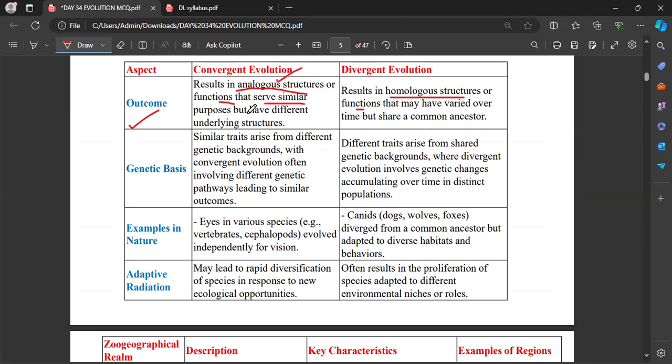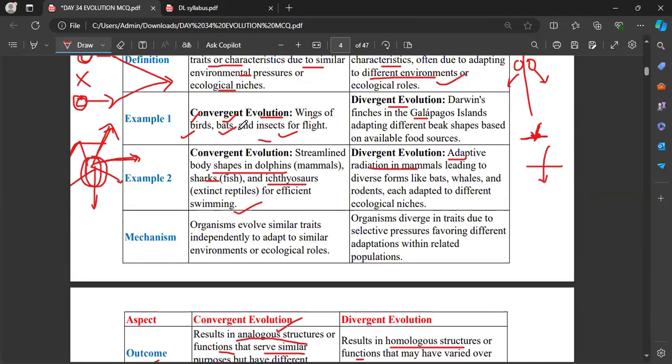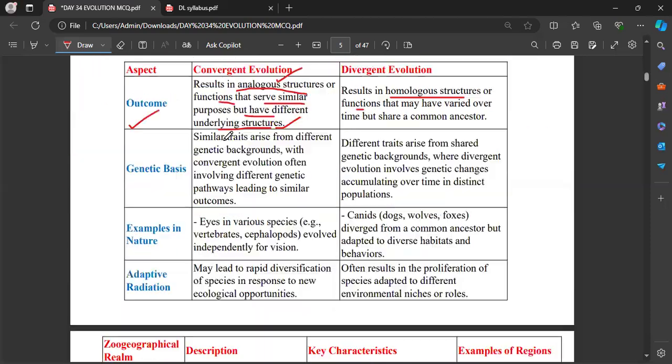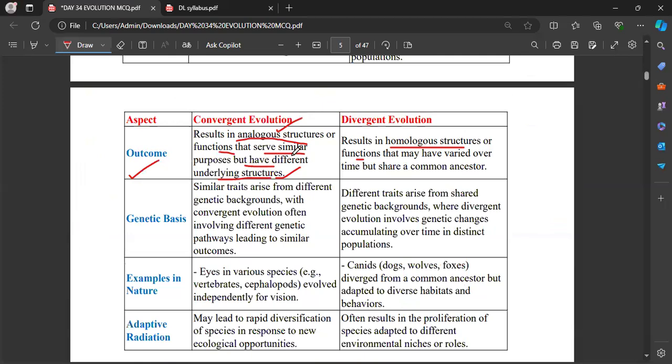They have a similar purpose but different underlying structures. As I said before, birds have proper wings, as do the bat and the insects. But what are these wings used for? Only for flying. Of course, they have basically different structures but are using them for a similar function. That is what convergent evolution is, and it results in analogous structure, which means the structure is different but the function is similar. And in homologous structure, they have varied over time but shared a common ancestor.